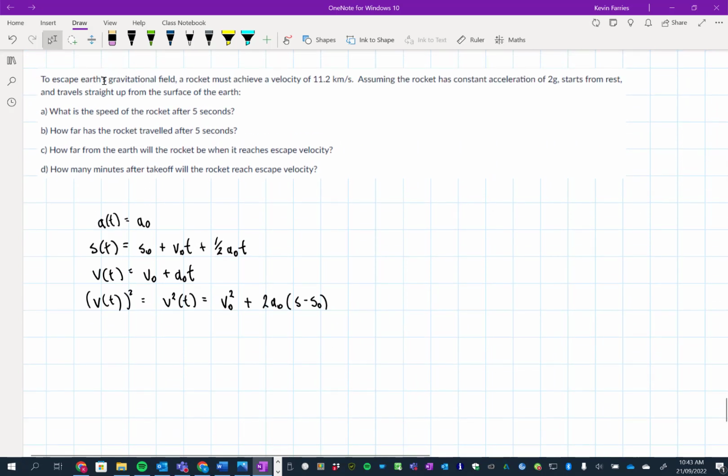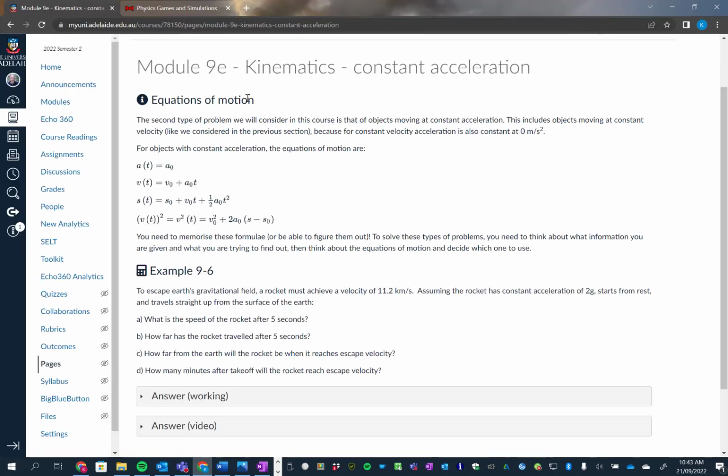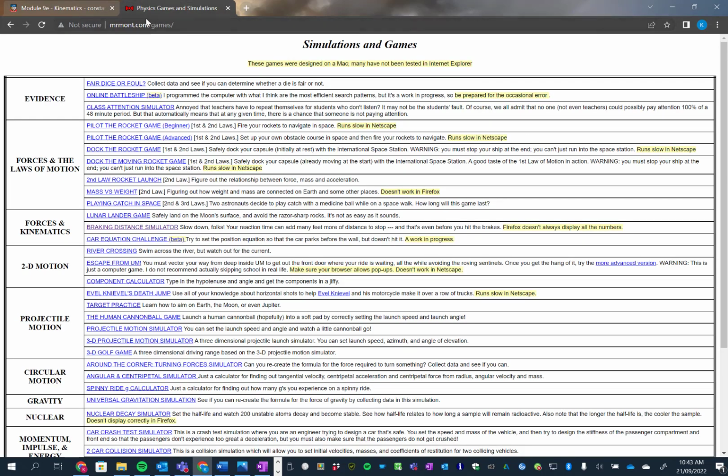To escape Earth's gravitational field, a rocket must achieve an escape velocity of 11.2 kilometers per second, which is awfully fast. I think the speed of a bullet's around 300 odd meters per second. Let's just Google it and find out.